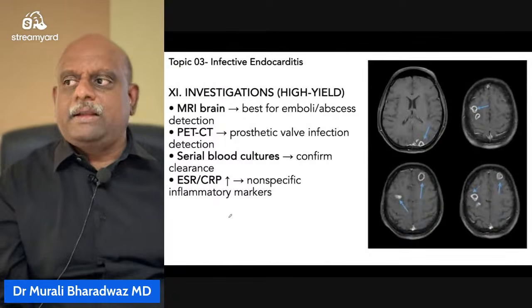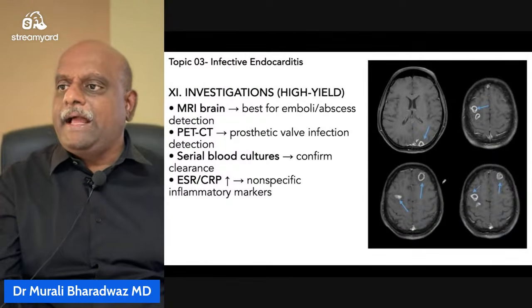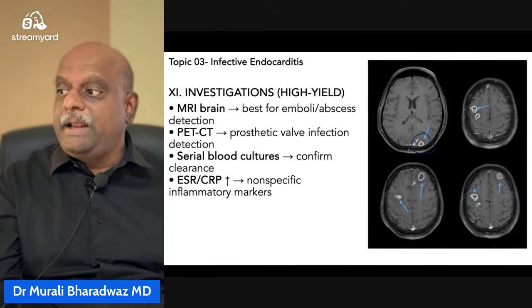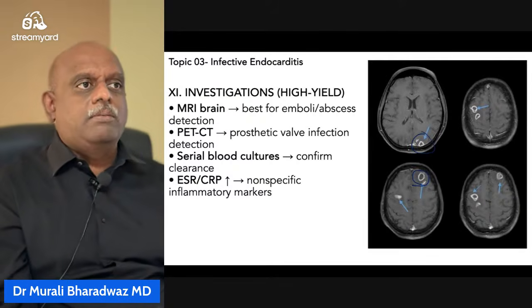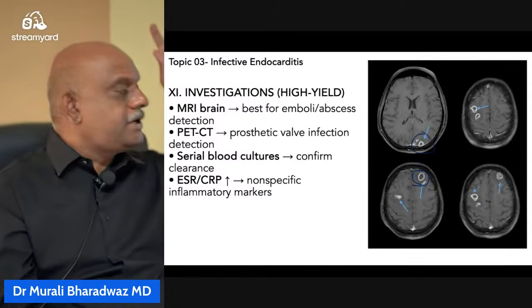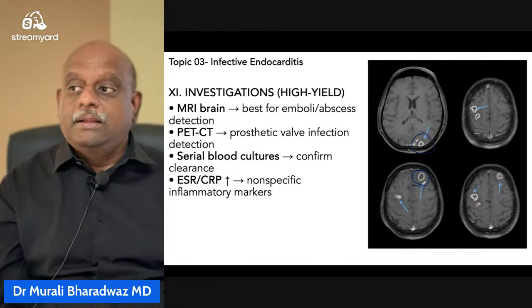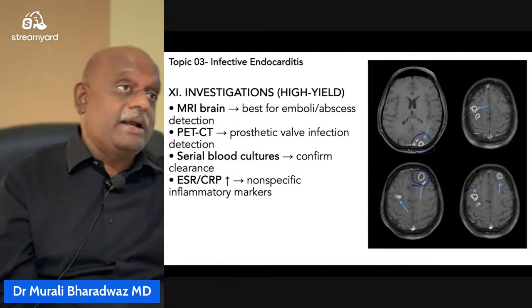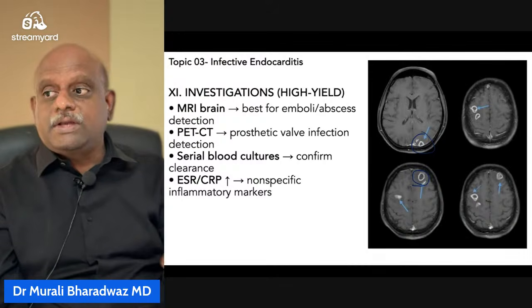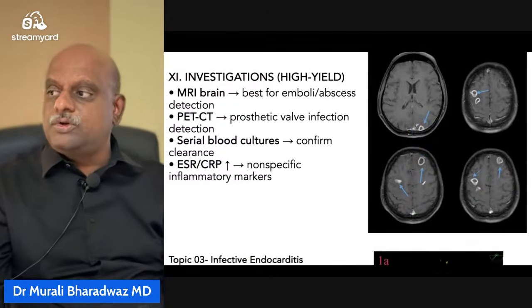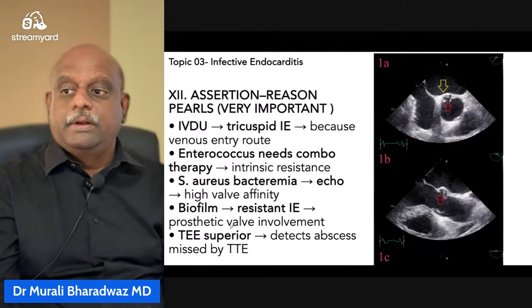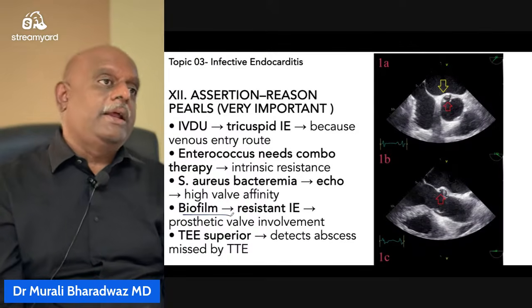So how do you evaluate? To know the emboli and abscess, you can see here, this is a brain abscess which is formed by the embolization. Then serial blood cultures you need to do to check whether the bacteremia cleared or not. ESR and C-reactive protein you can use to monitor. Right?